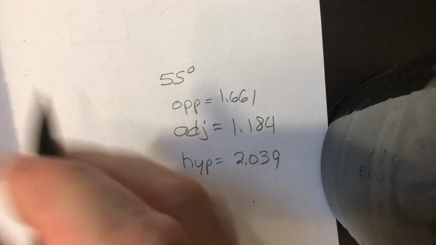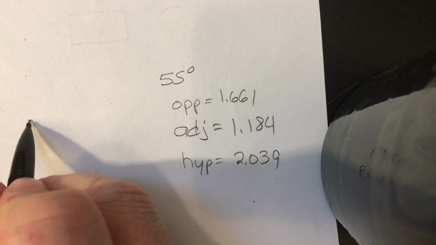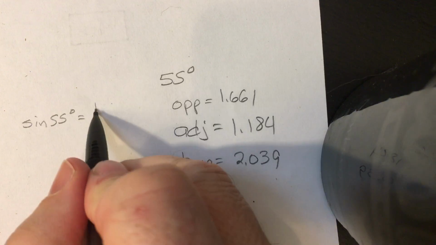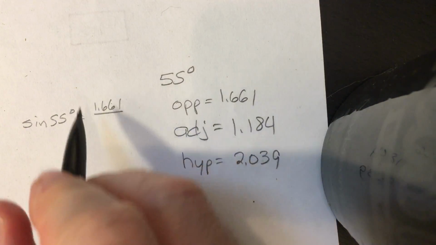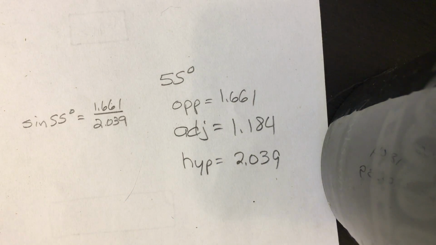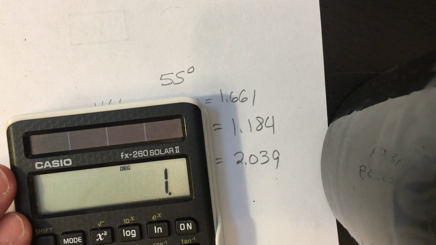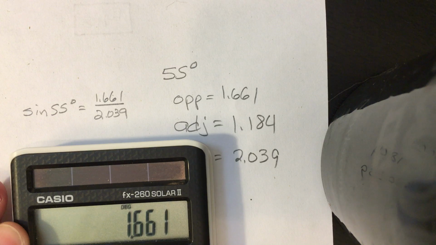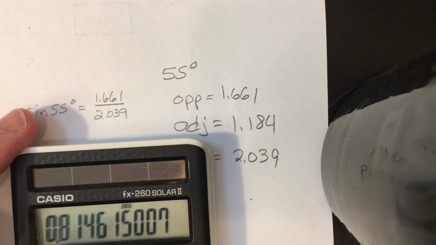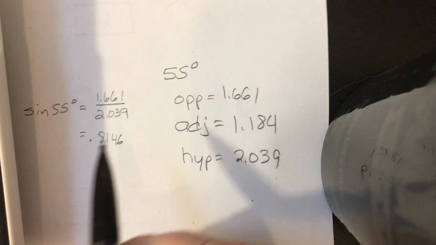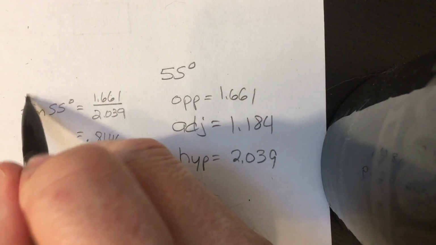So according to this, if my measurements are any good, sine of 55 degrees should be opposite over hypotenuse. So let's see what that is. 1.661 divided by 2.039 gives me 0.8146. So that's measured.